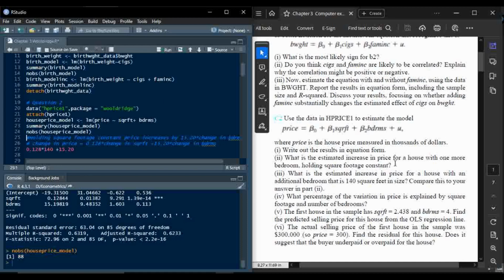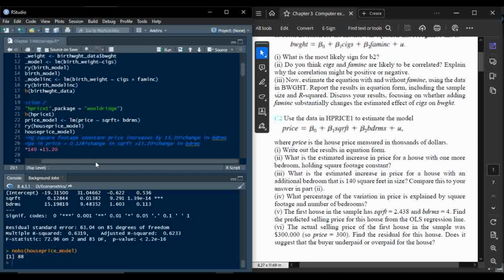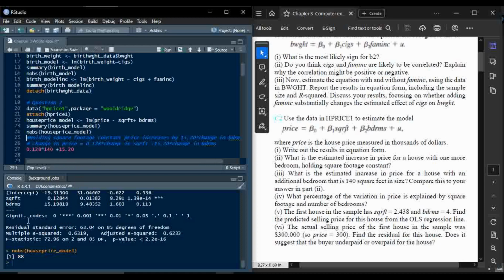What is the estimated increase in price for a house with one more bedroom, holding square footage constant? Holding square footage constant, price increases by the coefficient on bedrooms, 15.20, times the change in bedrooms. The change in bedrooms is only 1 in this question, so we multiply 1 by 15.20. So the estimated change in price is 15.20, which means $15,200, because the price is being measured in thousands of dollars.